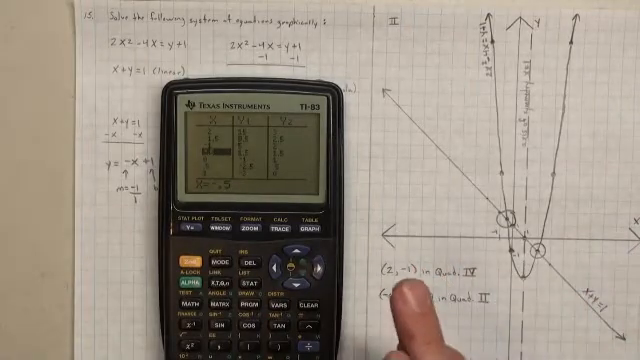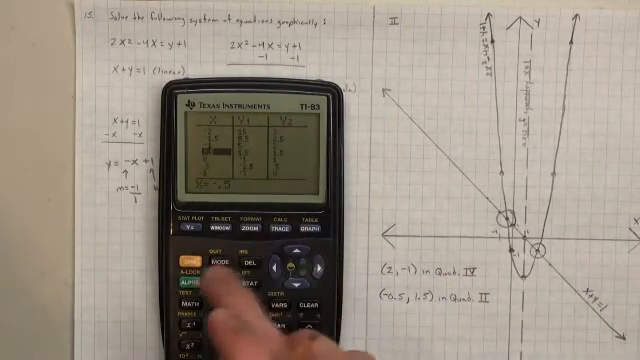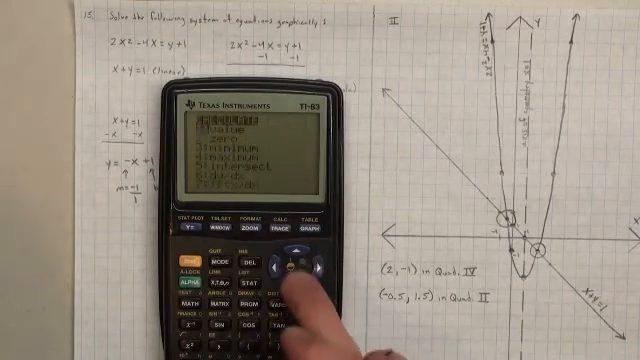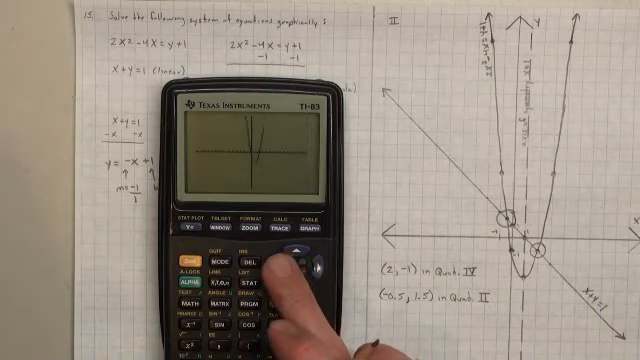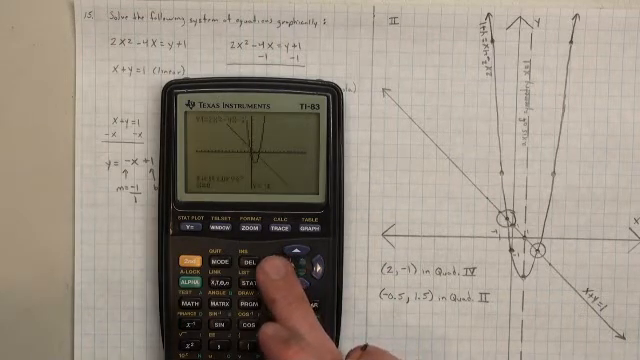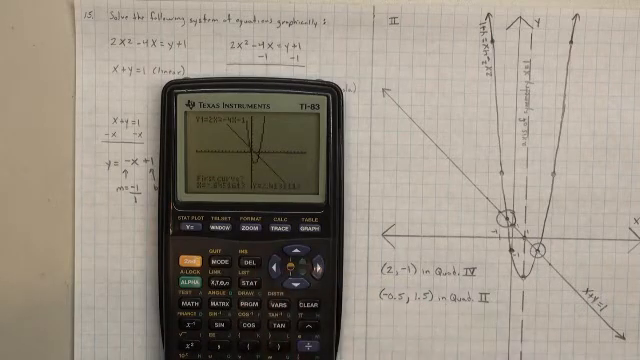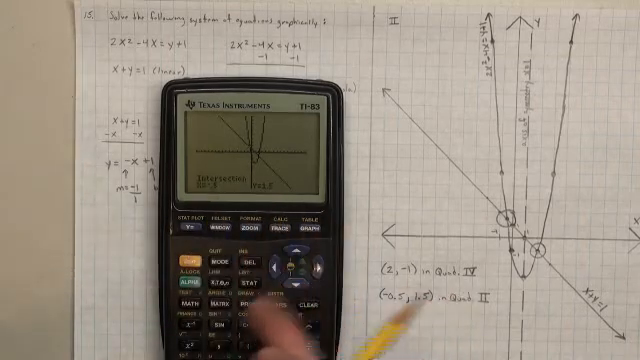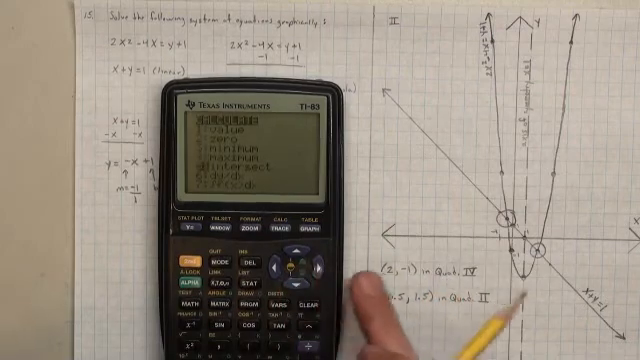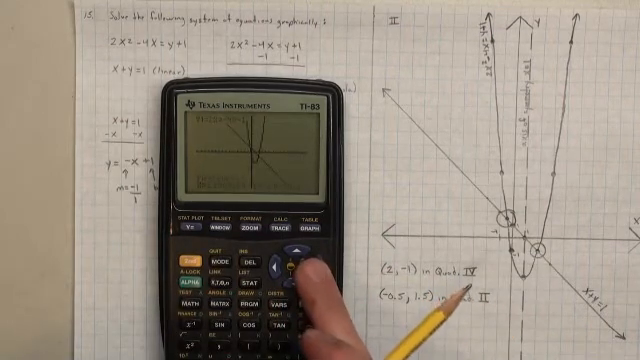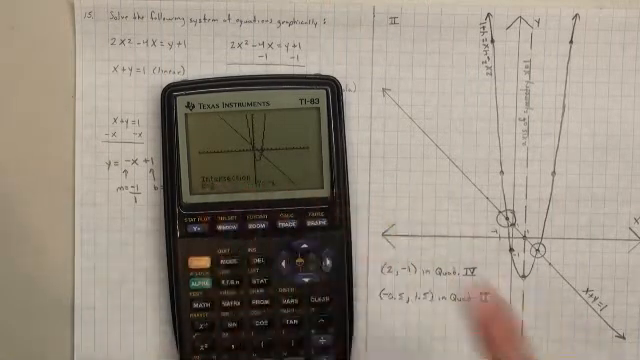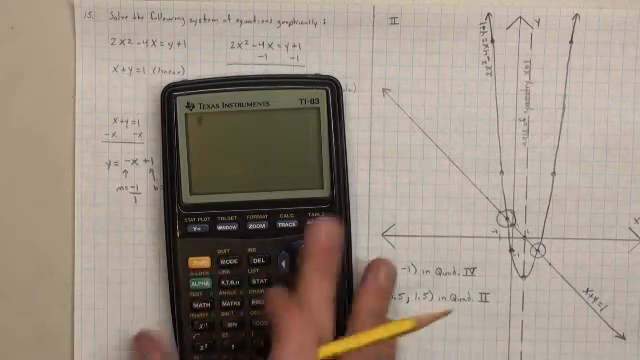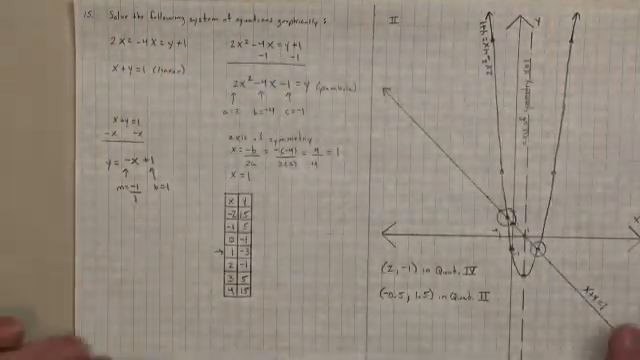Okay, so now what we want to do is double check that. So we go to second trace to go to calculate, and we go to intersect. And we want to put our cursor near that left intersection point, our blinking cursor. Then I hit enter, enter, enter. And there it is, negative 0.5 and 1.5. So let's check the other point now. Enter, enter, enter. 2, negative 1. Alright, so we just have to do our final check.